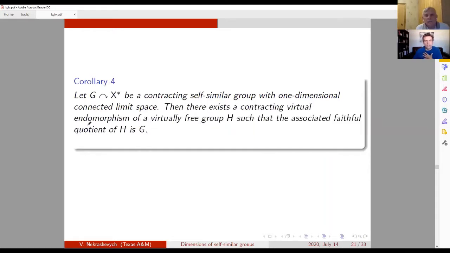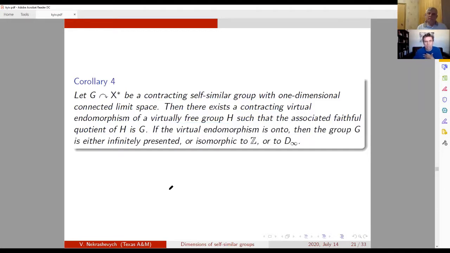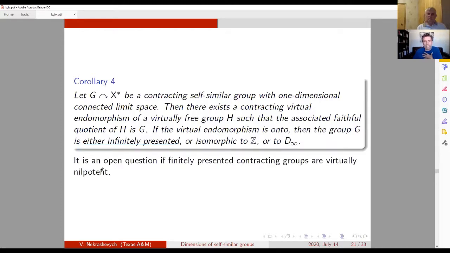then there is a contracting virtual endomorphism of a virtually free group such that the associated faithful quotient of H is G. So G will be contracting. You will see that it is contracting just looking at some virtually free group. And if the virtual endomorphism is onto, then this implies that the group G is either infinitely presented or isomorphic to the infinite cyclic group, or to the infinite dihedral group. It's an open question if finitely presented contracting groups are necessarily virtually nilpotent. So here they are virtually abelian.